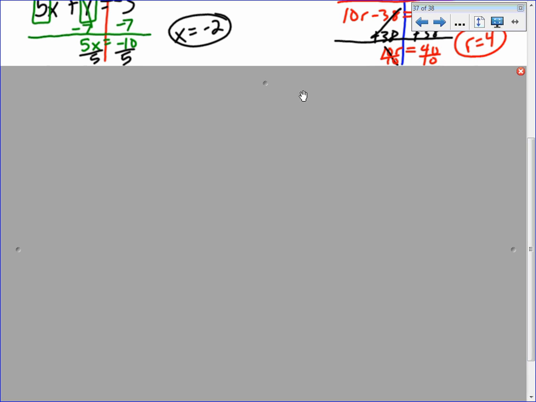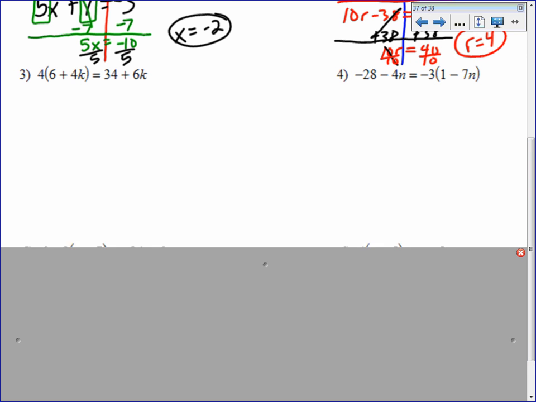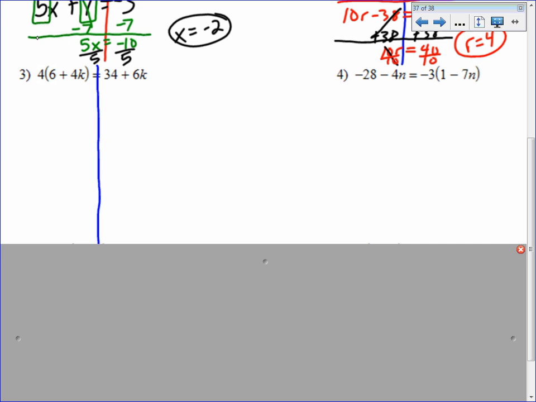Okay, I've got two more problems. I'm going to do this one with you, and then I want to see you try this one for homework tonight. See if you can get it on your own. Okay, the first thing that we need to see is that we have the distributive property over here. So I'm going to draw my line, and I need to distribute first.